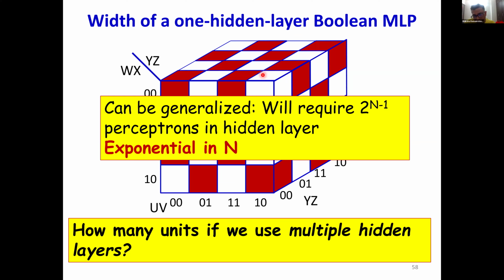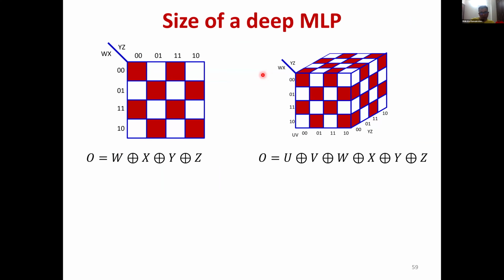Can anyone guess? Let me give you an answer. This is an XOR, right? An XOR is basically a function which flips if one bit flips. So in a checkerboard, anytime you move sideways by one box, the output flips. So this is an XOR. It's W XOR X XOR Y XOR Z. Similarly, this is U XOR V XOR W XOR X XOR Y XOR Z, right?